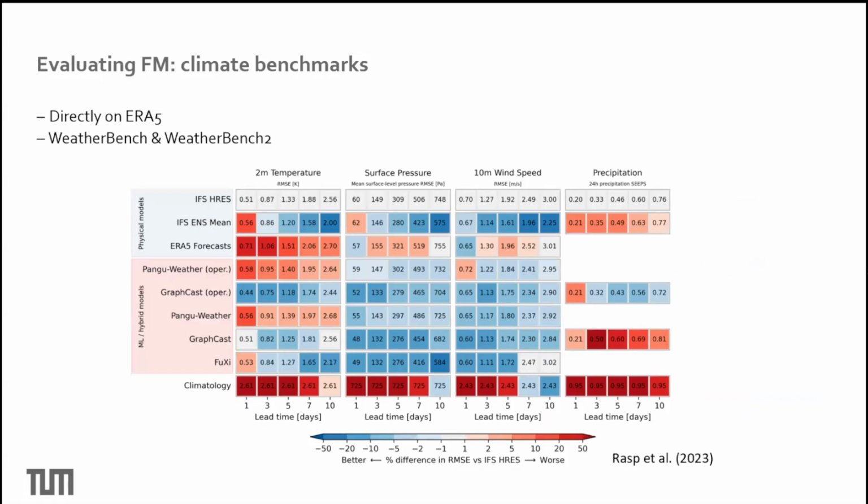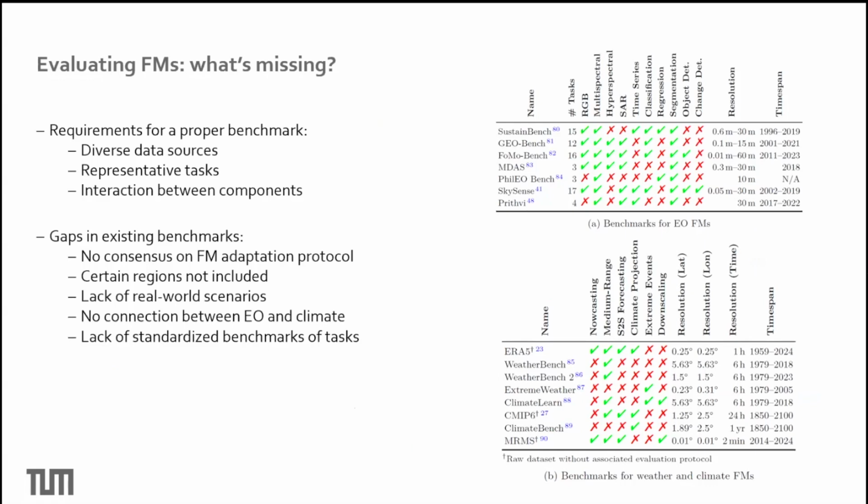When we talk about evaluating foundation models, we have ClimateBench, and most of the foundation models are evaluated on ERA5 reanalysis data. A very well-known example is from Stephan Rasp et al., WeatherBench and WeatherBench 2. But there is still a gap when we try to evaluate foundation models. The requirements for a proper benchmark include that it should consist of downstream tasks that address diverse data sources, and it should have all the tasks represented, like classification, regression, segmentation, object detection, change detection, etc. And also there should be interactions between components.